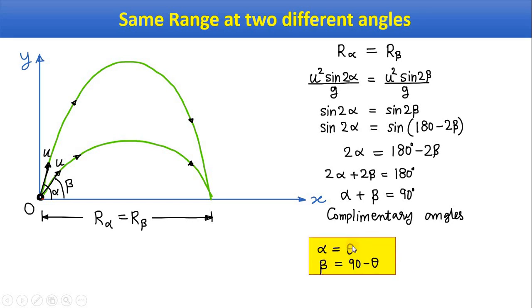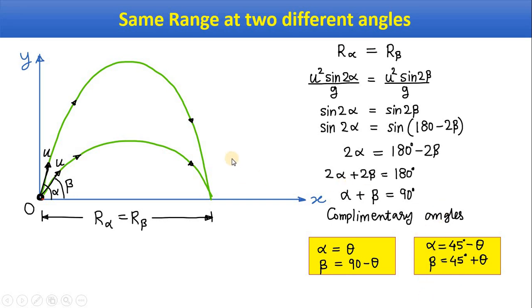We can also represent the answer like this. Suppose angle alpha is theta, then angle beta should be 90 minus theta, because their total sum must be equal to 90 degrees. Another way of writing it, as said by Galileo in his book, is that if one angle is 45 degrees minus theta and the other angle is 45 degrees plus theta, then we will obtain the same range. You can check that the sum alpha plus beta is again 90 degrees. Add both of these: minus theta plus theta cancel, becomes 0, and 45 plus 45 is 90.